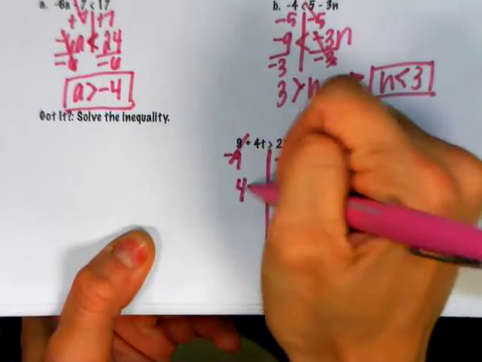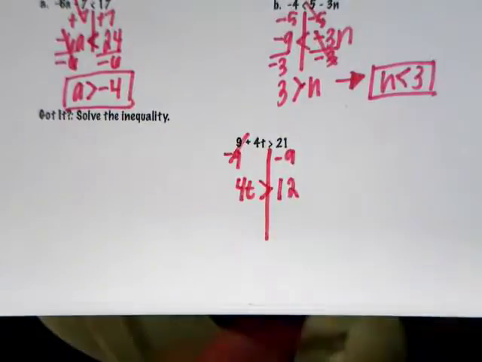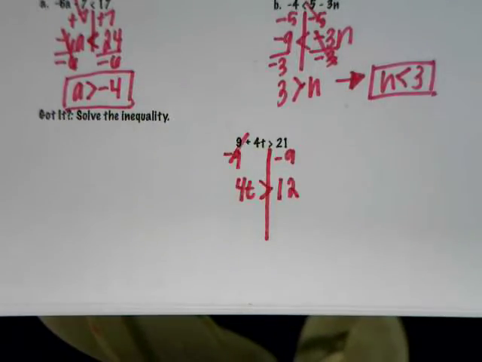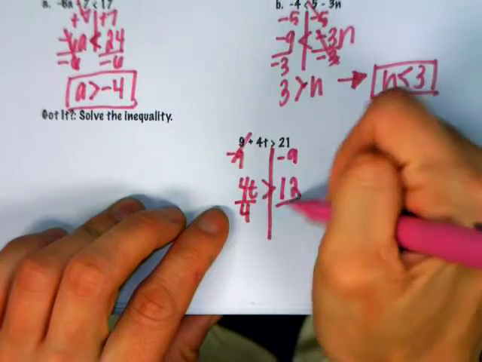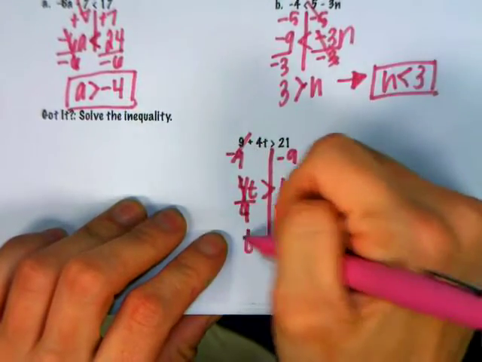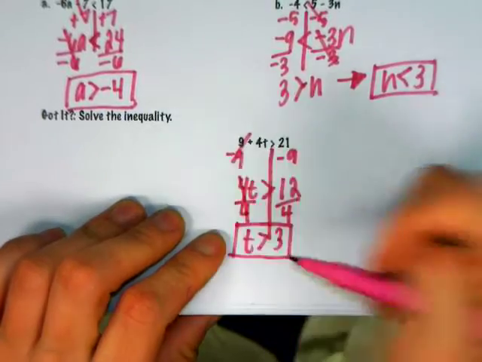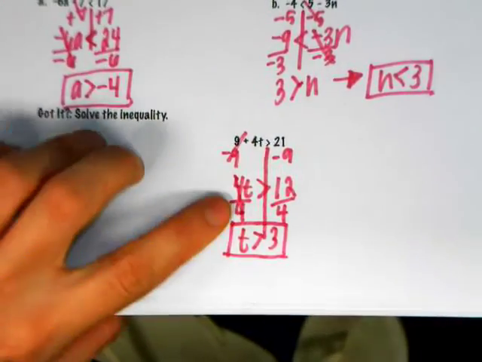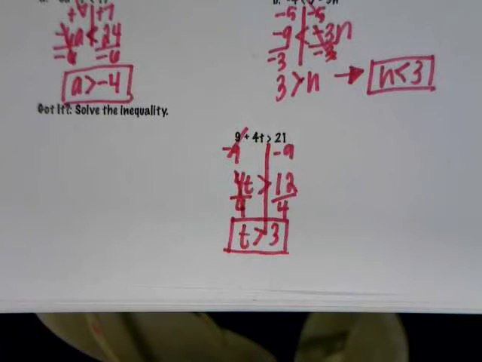So now we have 4t is greater than 12. Okay, so now I have to make that a 1t. So what am I dividing by? 4. So t is greater than 3. Why did I not flip the sign this time? Because there was no negative. Because there wasn't a negative with what I was dividing or multiplying by. Okay? Good. All right, let's try more.